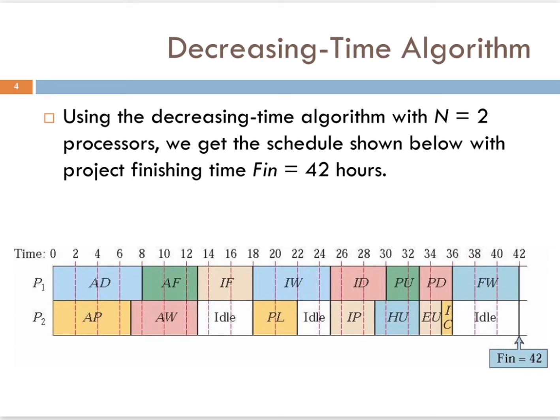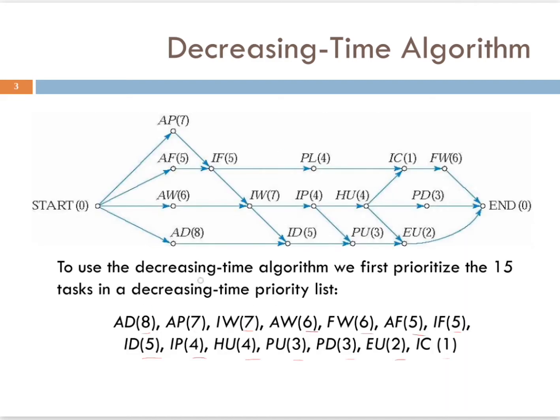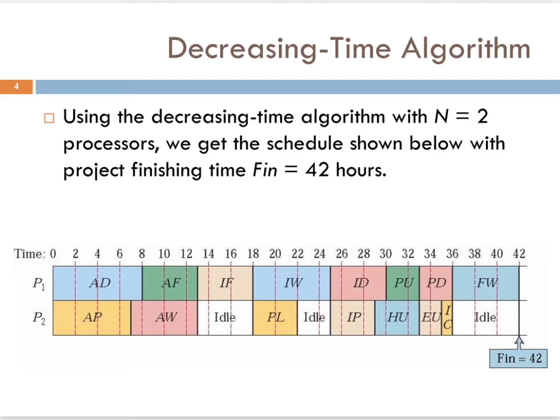So using the decreasing time algorithm, if we have two processors, let's say we get the schedule shown below. We assign all of these based on, we want to do AD first, then we want AP, then IW, so forth and so on. We schedule it out. Our finishing time is 42 hours. You can see we have a little bit of idle time here, here, and here.